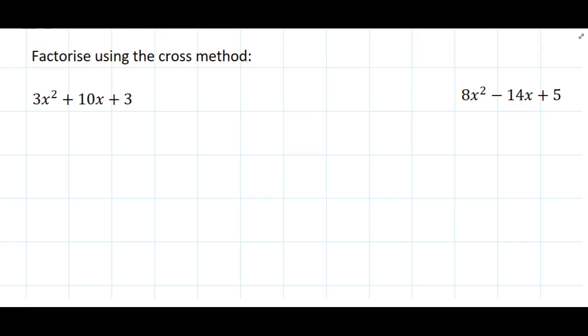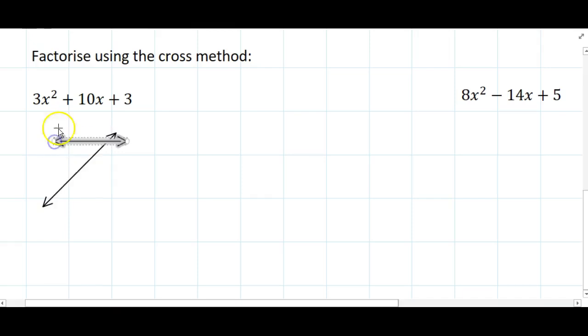This one involves a bit more trial and error than the other way, so it's a lot more compact, but you really have to know your stuff a bit better. So you start by creating a cross with two arrows. So like this. Okay, so basically you've got two arrows.